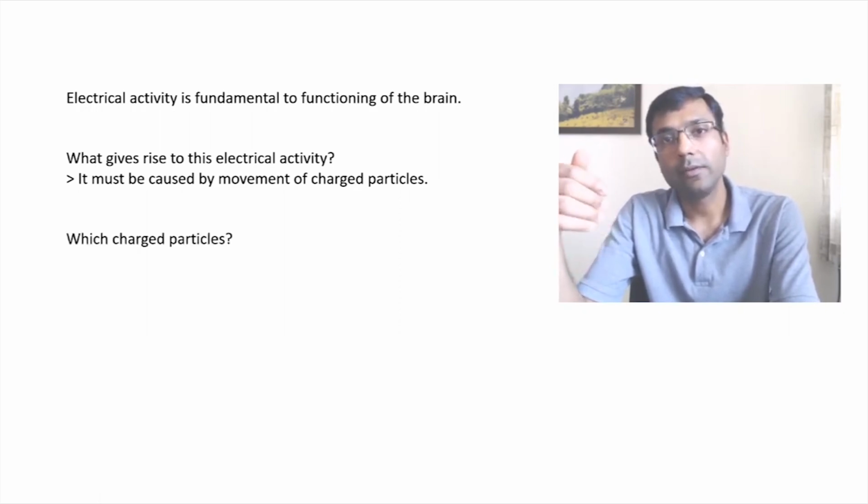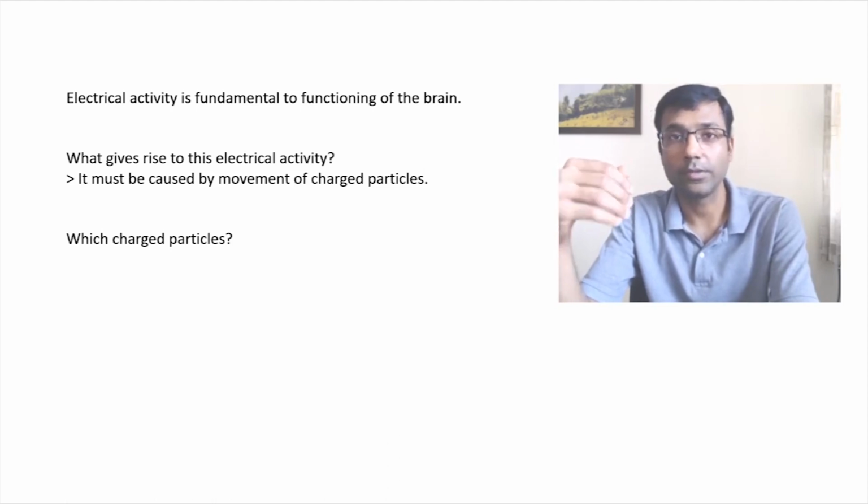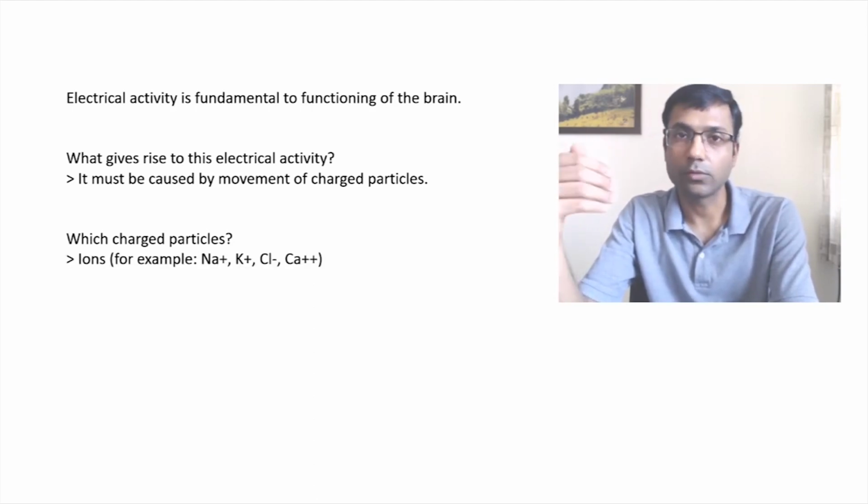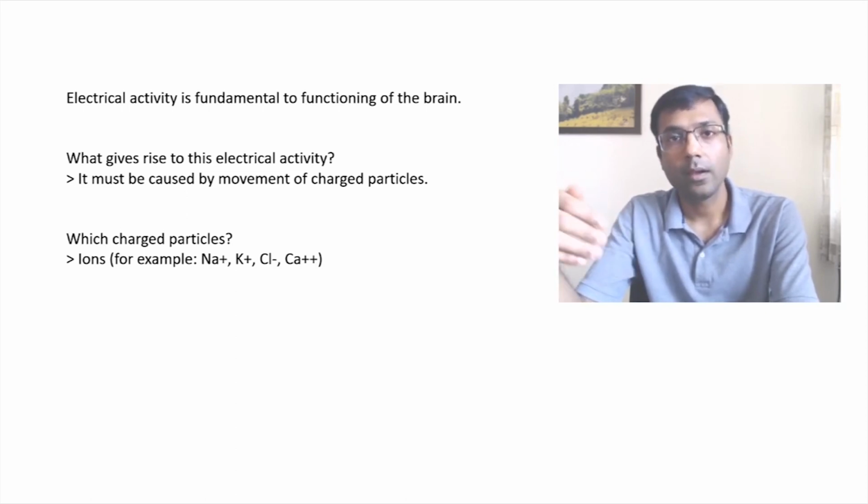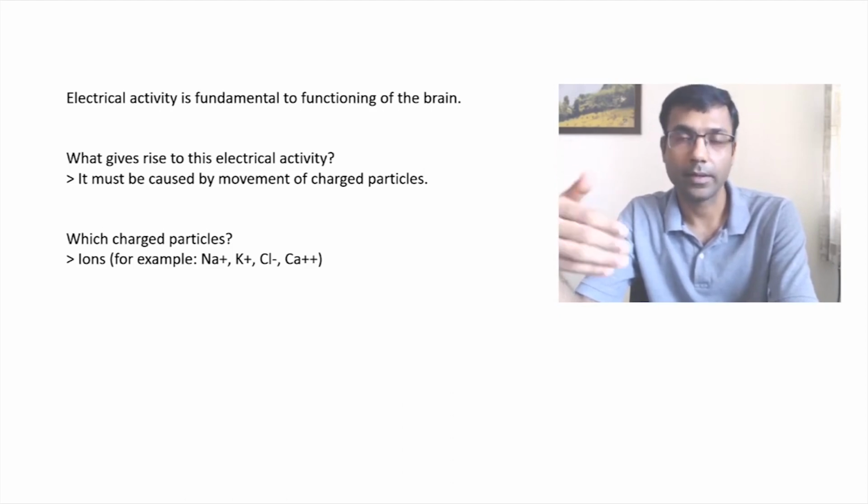Now let's try to see if we can guess which charged particles cause the generation of electricity inside the brain. Okay, so now let me tell you the answer. So it's actually the movement of ions that generates electricity in the brain. And these are basically sodium ions, potassium ions, chloride, calcium, various ions that are present in the nervous tissue inside the neurons or outside the neurons, whose movement generates electricity in the neurons.